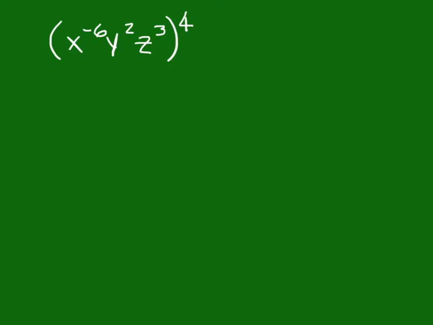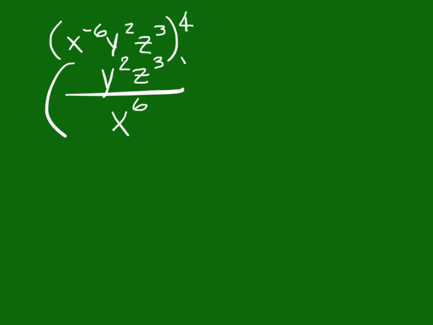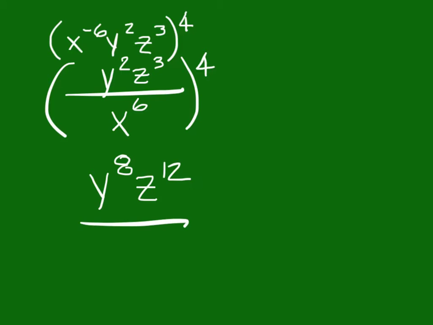Example number 2. Same type of problem. You have the quantity to the fourth power of x to the negative sixth, y to the second, and z to the third. So the x to the negative sixth goes to the bottom and becomes x to the positive sixth. Y to the second and z to the third stay on top. And now you have to let that exponent of 4 act on all of those inside. So it would be y to the 8th, z to the 12th, over x to the 24th.